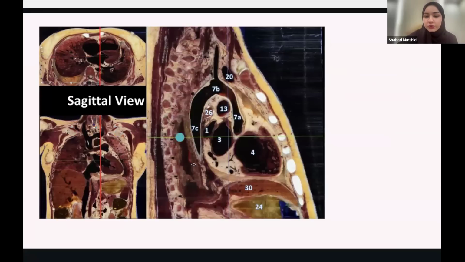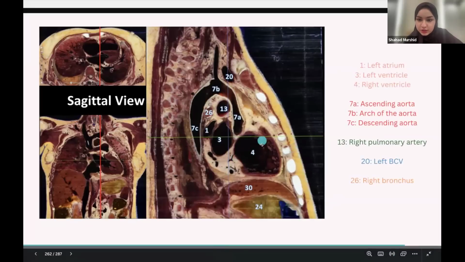Next, you have the sagittal view. This is just looking at it from the side. Again, you have the aorta. We know that it starts anteriorly and goes posteriorly, and this is posterior because you see the vertebral column, and here you have the sternum. So you have the ascending aorta, arch of the aorta, and then the descending aorta.